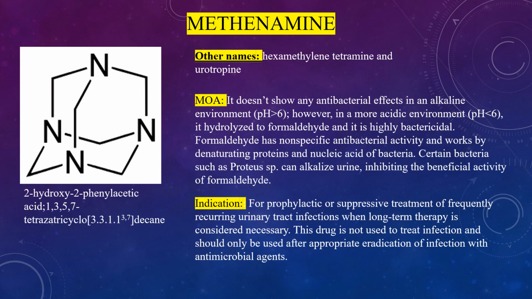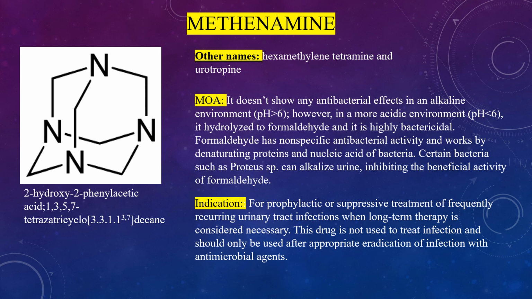Methenamine, other names hexamethylene tetramine and eutropine. Mechanism of action: it doesn't show any bactericidal effect in an alkaline environment, more than pH 6. However, in a more acidic environment, less than pH 6, it is hydrolyzed to formaldehyde and it is highly bactericidal. Formaldehyde has non-specific bacterial activity and works by denaturing proteins and nucleic acid of bacteria.